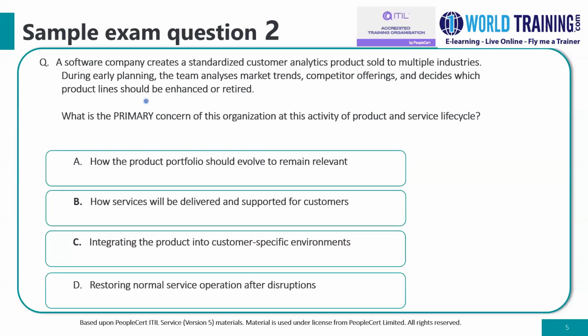The second question. A software company creates a standardized customer analytics product sold to multiple industries. During early planning, the team analyzes market trends, competitor offerings, and decides which product lines should be enhanced or retired. What is the primary concern of this organization at this activity of the product and service lifecycle? A. How the product portfolio should evolve to remain relevant. B. How services will be delivered and supported for customers. C. Integrating the product into customer-specific environments. D. Restoring normal service operation after disruptions.